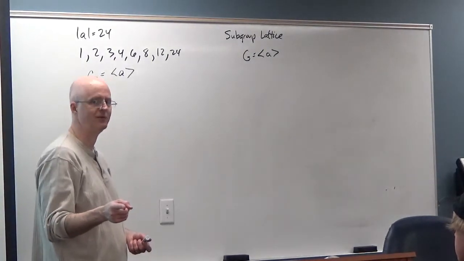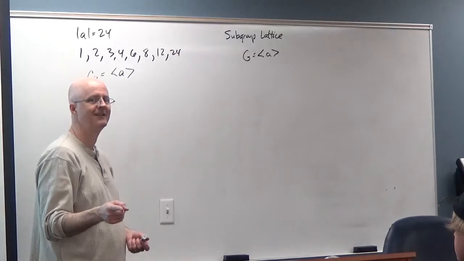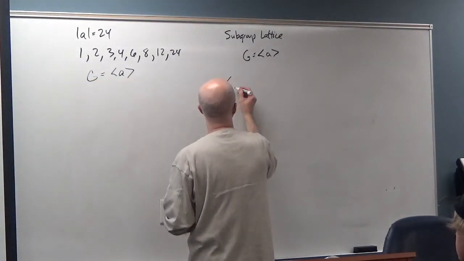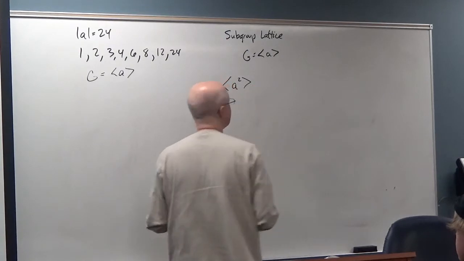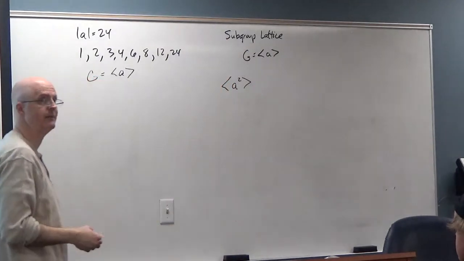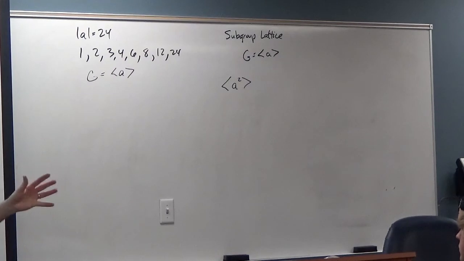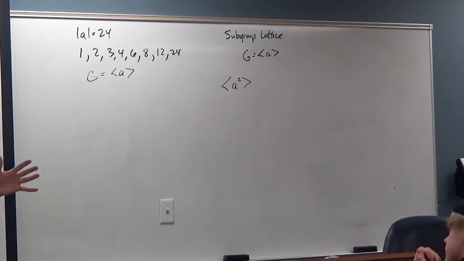That would be for Z24. a to the second power, yeah. The cyclic subgroup generated by a to the second power has order 12, right? It would include e, a squared, a to the fourth, a to the sixth, a to the eighth, a to the 10th, up through a to the 22nd. a to the 24th would be back to e. That would have 12 elements.